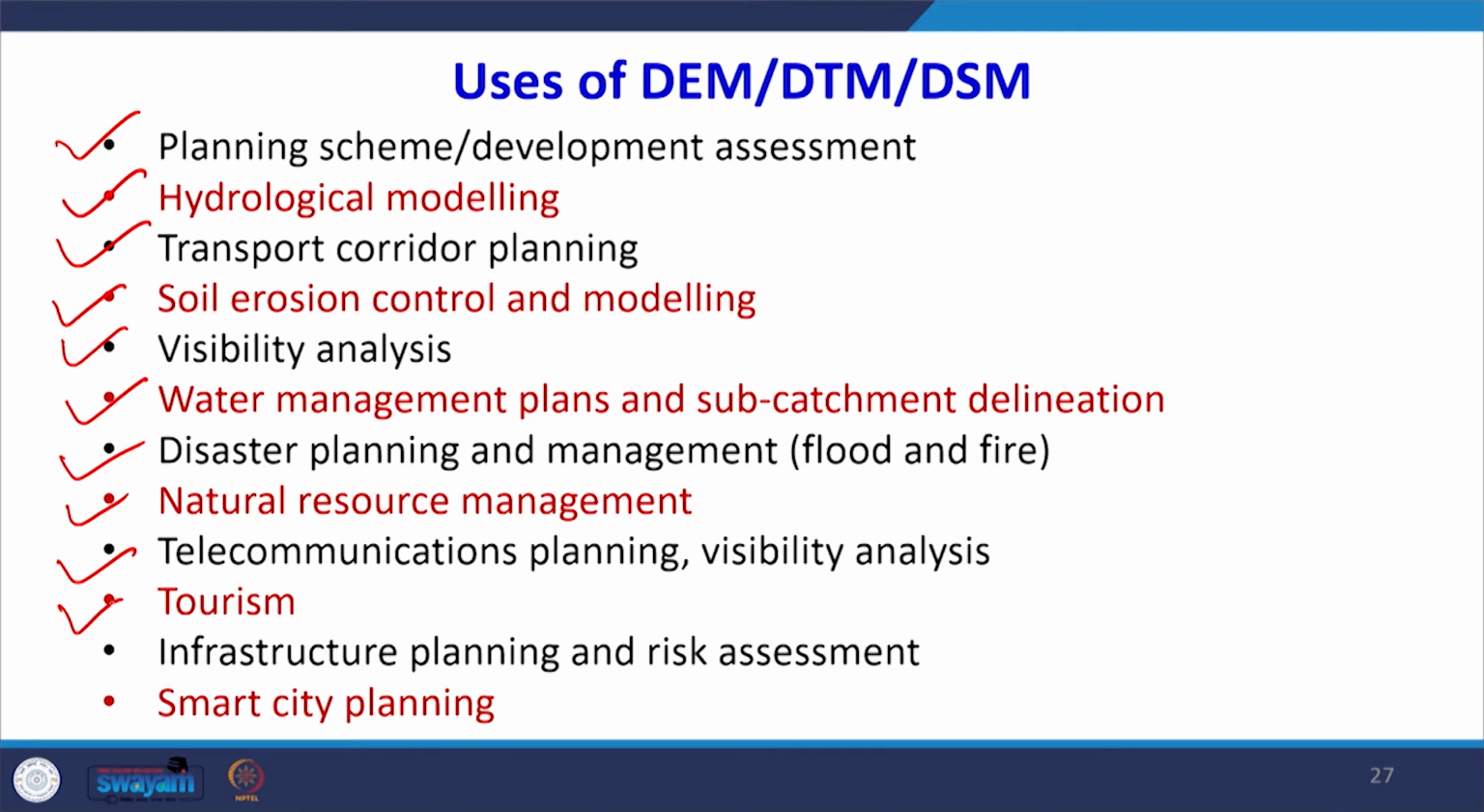From a tourism point of view, whether a tourist site is accessible and what is the slope, or whether this is at a certain height, what is the height of that point. Infrastructure planning, or whether we are talking of smart city planning, where we would like to have not only DEM but we like to have the DSM. So these are some of the applications listed where we might require either DEM or DTM or DSM data in order to successfully work in that particular application.